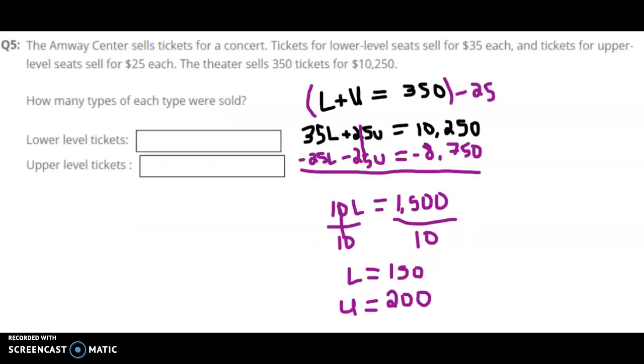Amway Center sells tickets for a concert. Tickets for lower level seats sell for $35. Tickets for upper level seats sell for $25. The theater sells 350 tickets for $10,250. How many of each type were sold? So the number of lower level plus number of upper level tickets is equal to 350, which we have here. Then $35 times the number of lower level tickets plus $25 times the number of upper level tickets gives you the total cost of the tickets, which is $10,250.